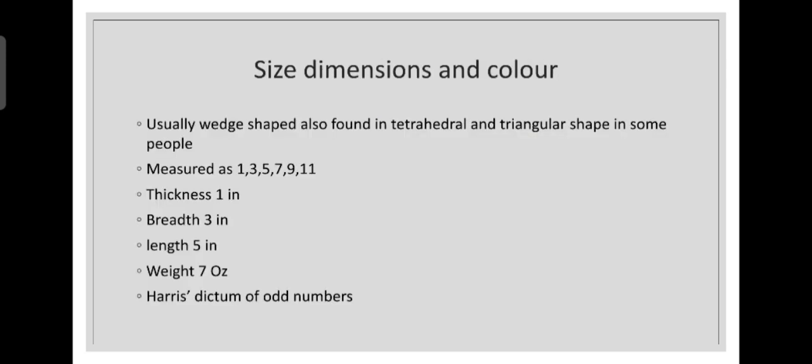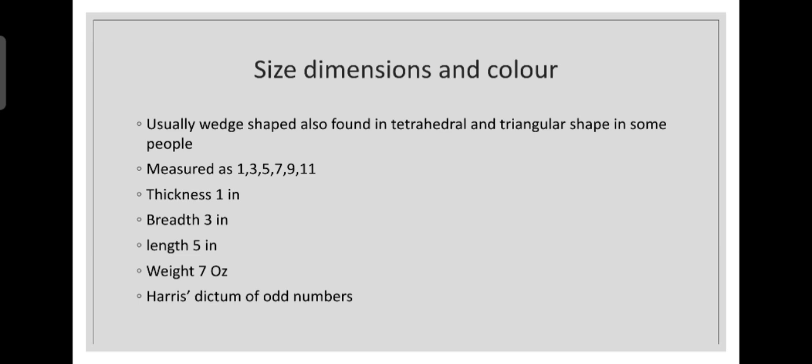Next we move on to size, dimensions and color. Usually spleen is present as a wedge-shaped structure in most persons, but it varies in some persons as tetrahedral and triangular in shape, because there may be impressions which may be more deeply located, so that there may be change in the dimension and size.